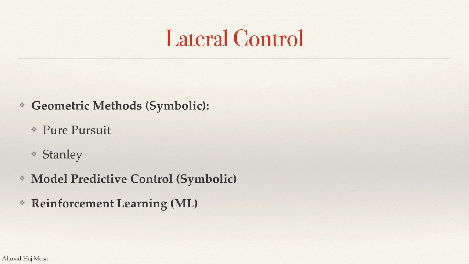So in lateral control, we have different methods or different techniques, starting with geometric methods, which are actually under symbolic systems. We have two techniques, which are pure pursuit, which is a classical traditional simple model, and also Stanley. Both these techniques were used or implemented in the early DARPA self-driving car challenges.